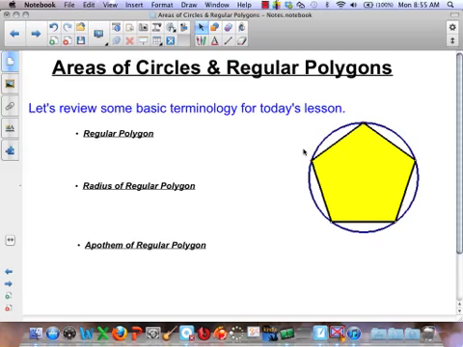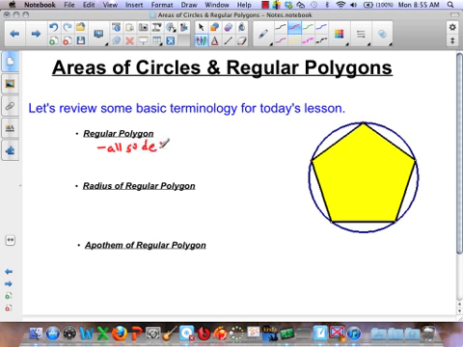Okay, so, ladies and gentlemen, let's review a little bit about what it means to be a polygon, what it means to be a regular polygon. So who can remind me what it is to be a regular polygon? All sides are equal. Okay, so all the sides are equal. Let's write that down as a reminder. So all sides are congruent. Okay, what else do we know about regular polygons? All angles are congruent. All my angles are congruent.